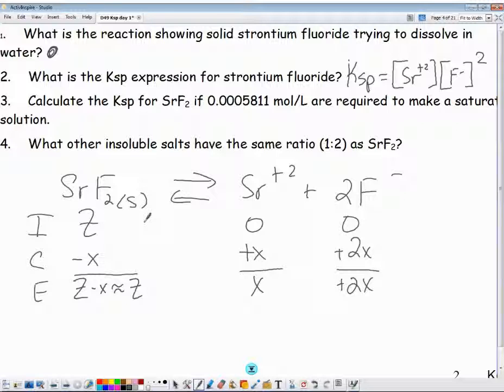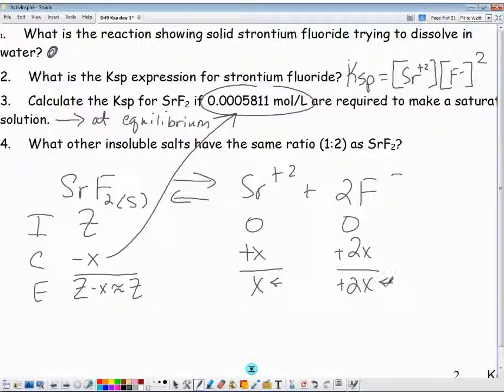Okay. All right, so it says calculate the KSP. Up here, here's our expression. Calculate the KSP if this many moles per liter are required to make it saturated, or at equilibrium. Now notice this is the amount of X. It's not 2X, it's X. It's the amount of strontium fluoride that does fall through the cracks, creating X amount of strontium and 2X amount of fluoride. You with me?